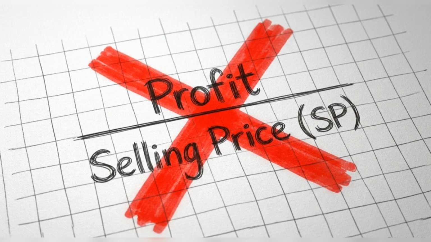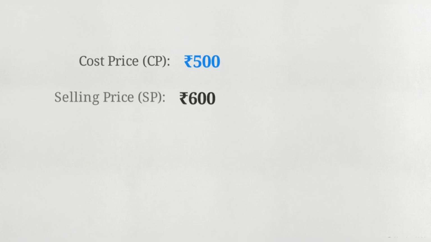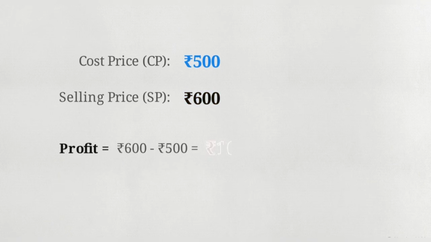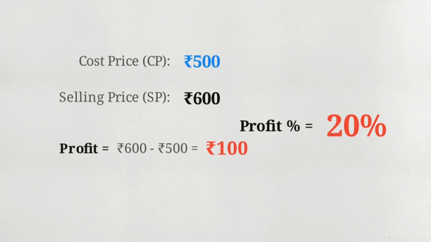Many aspirants mistakenly calculate these percentages against the selling price. By keeping the cost price as the fixed denominator, we establish a consistent logic that carries through even the most complex word problems. Let's apply this to a basic scenario. If you buy an item for 500 rupees and sell it for 600, you have a 100 rupee profit. Placing that 100 over our 500 base results in a 20% profit.